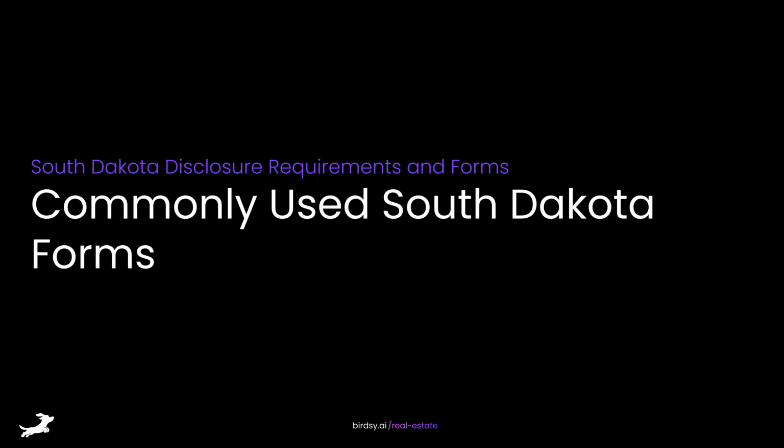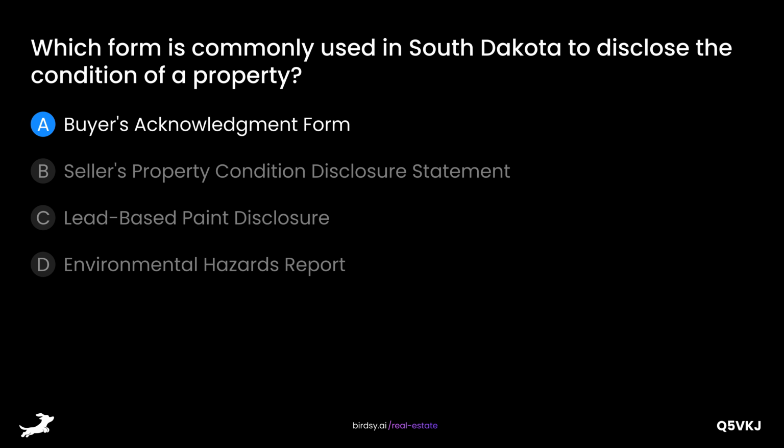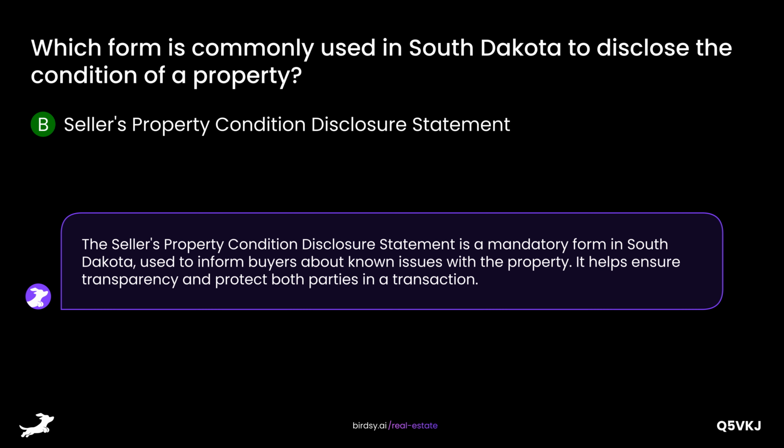Commonly used South Dakota forms. Which form is commonly used in South Dakota to disclose the condition of a property? Is it A, buyer's acknowledgement form, B, seller's property condition disclosure statement, C, lead-based paint disclosure, or D, environmental hazards report? The answer is B, seller's property condition disclosure statement. The seller's property condition disclosure statement is a mandatory form in South Dakota used to inform buyers about known issues with the property. It helps ensure transparency and protect both parties in a transaction.